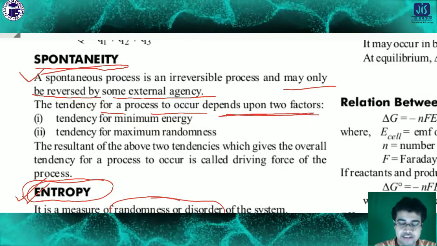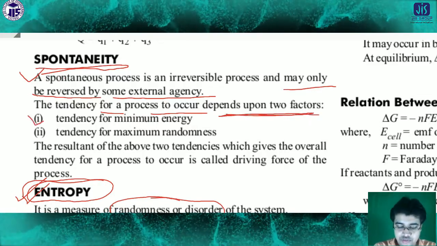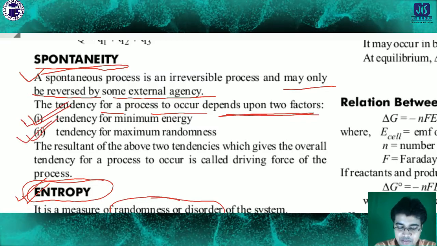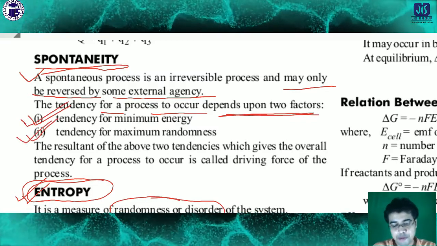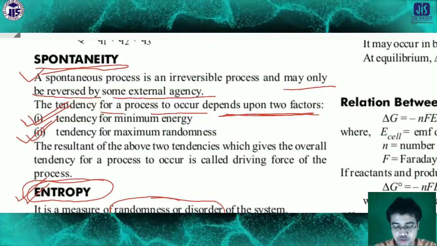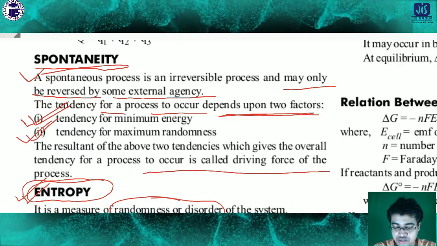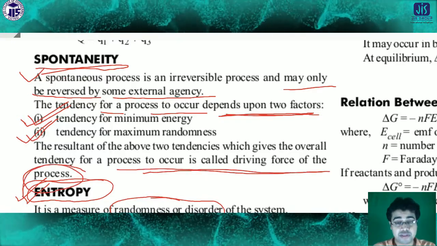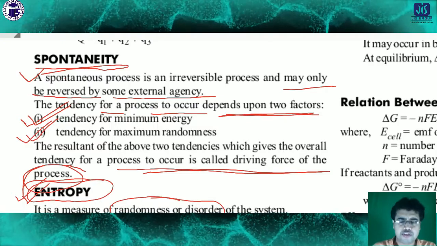The tendency for a process to occur depends upon two factors. What are the factors? The first is the tendency for minimum energy, and the second is the tendency for maximum randomness. The result of these two tendencies, which gives the overall tendency for a process to occur, is called the driving force of the process. So these two are mainly the driving force of the process.